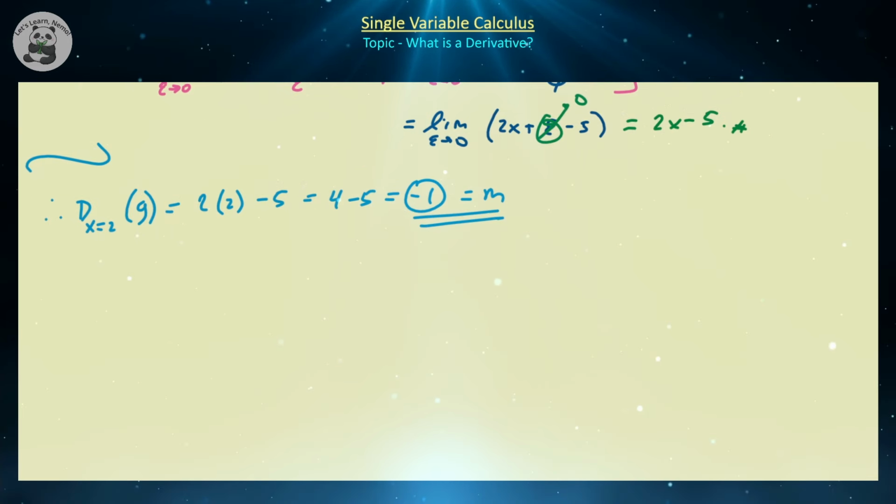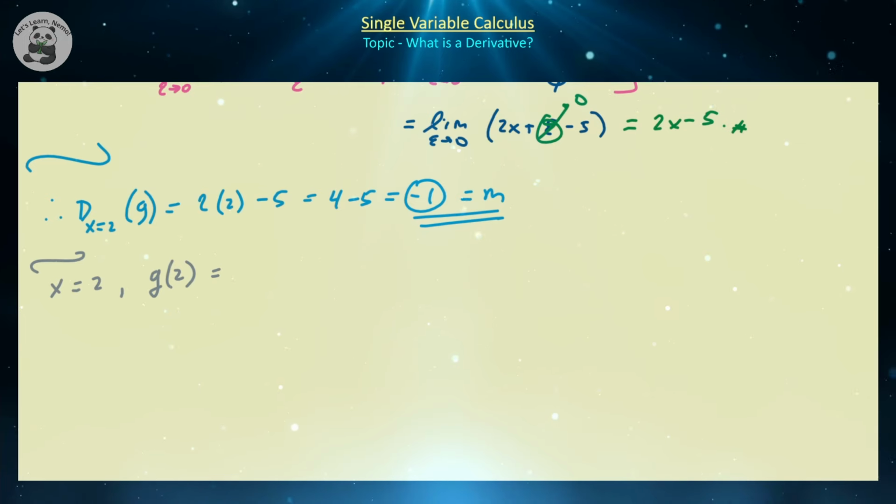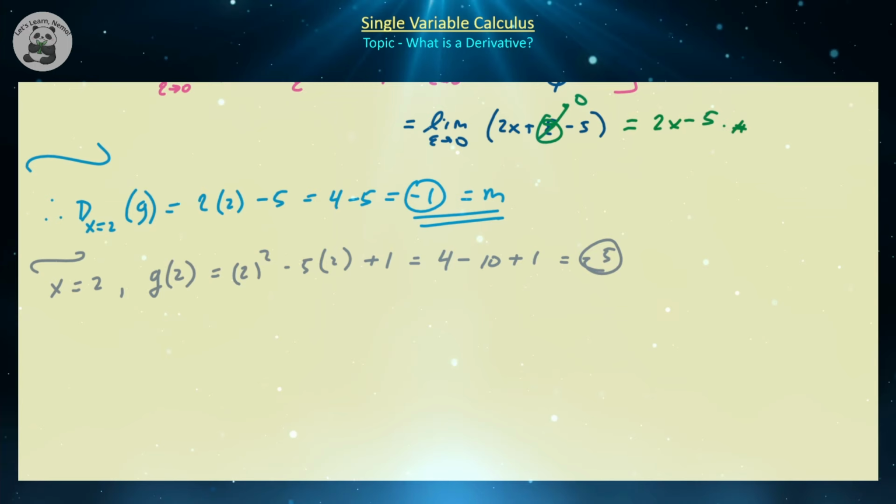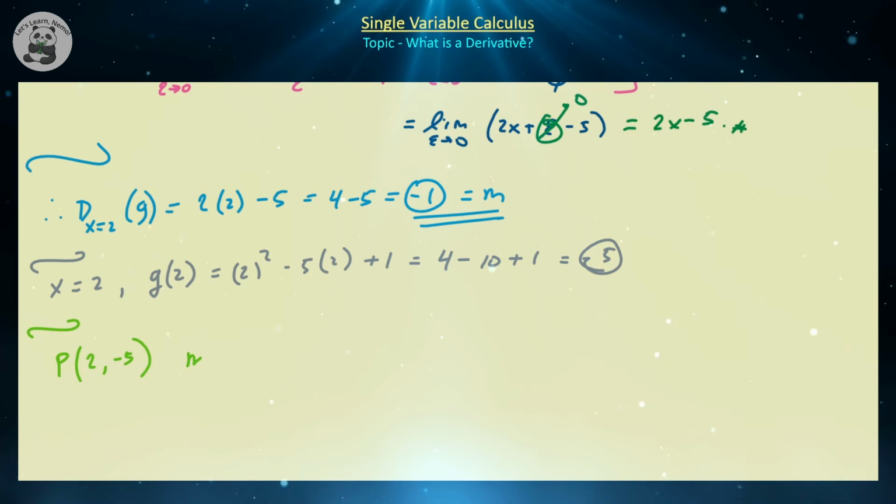So what exactly is the equation of this tangent line? We already know that x is equal to 2, so what's the y value at that point? We find the y value by plugging 2 into the original function g. That's 2 squared minus 5 times 2 plus 1, which is 4 minus 10 plus 1, which is negative 6 plus 1, which is equal to negative 5. So our point of interest is (2, negative 5). The slope of our tangent line is going to be equal to negative 1.